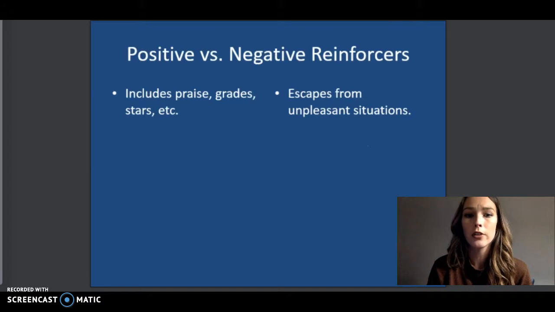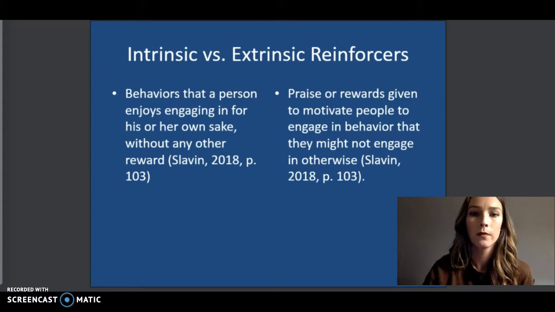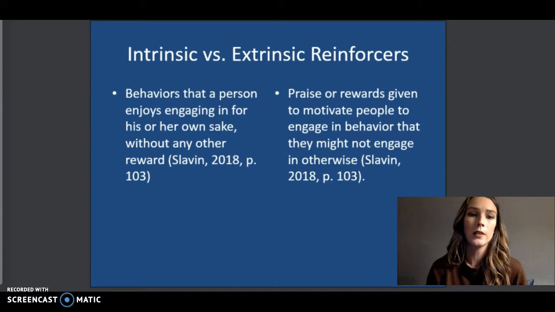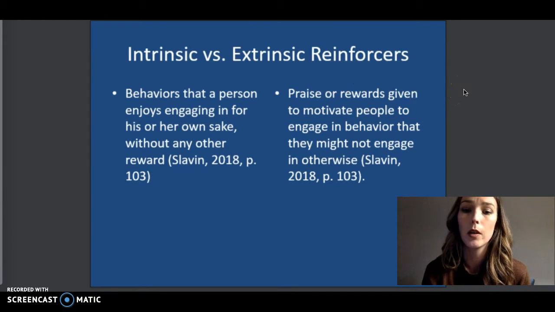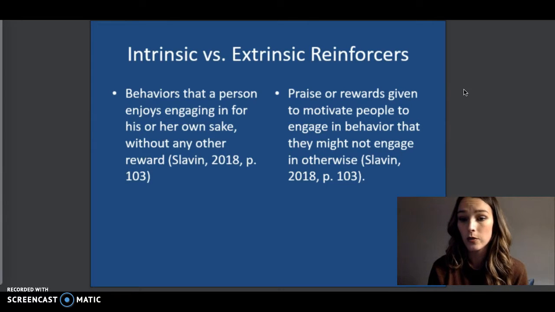Positive reinforcers include praise, grades, and stars, and then negative are escapes from unpleasant situations. Intrinsic is behavior that a person enjoys engaging in for his or her own sake without any other reward. Extrinsic is praise or rewards given to motivate people to engage in behavior that they might not engage in otherwise.